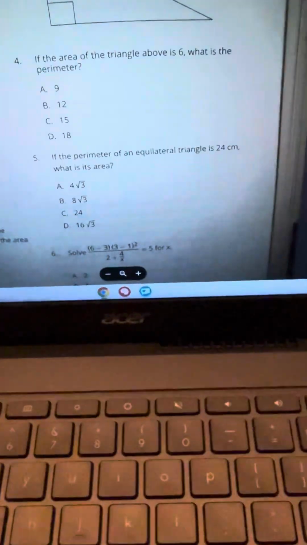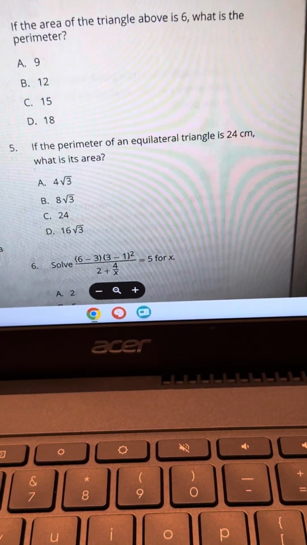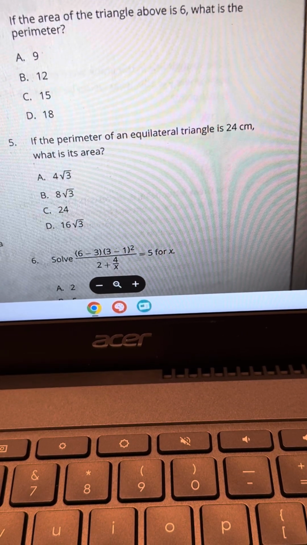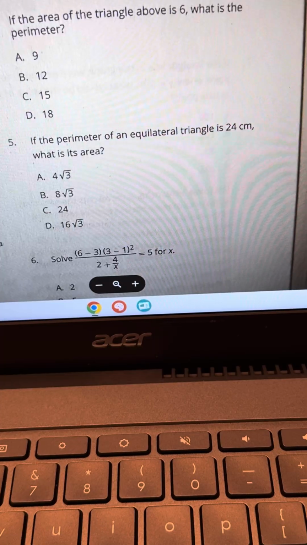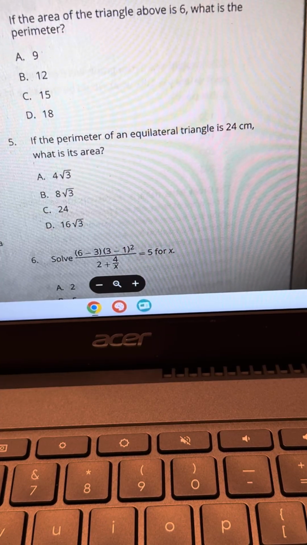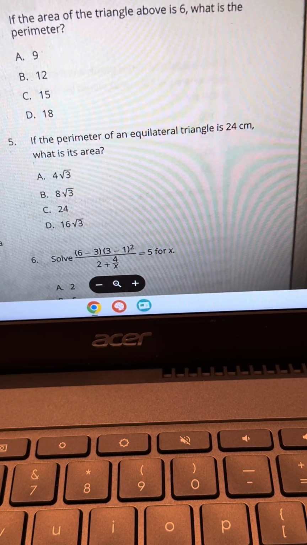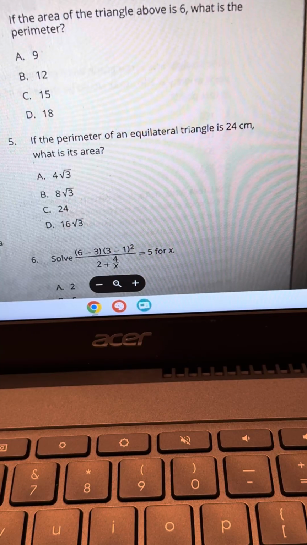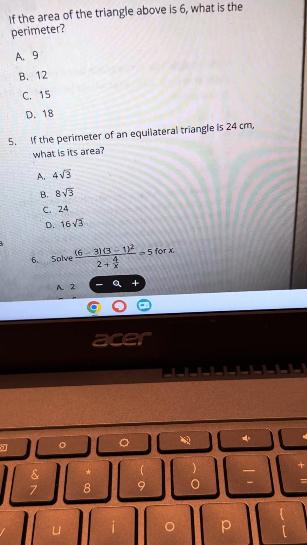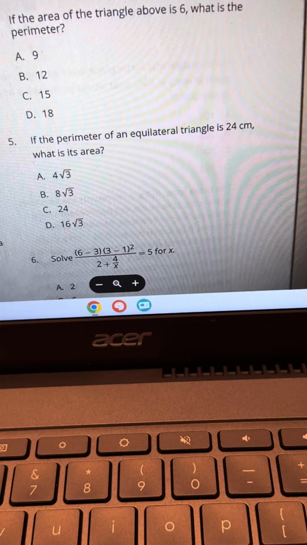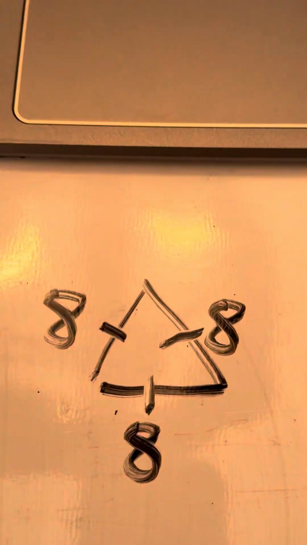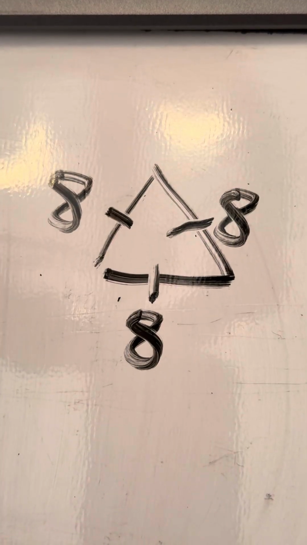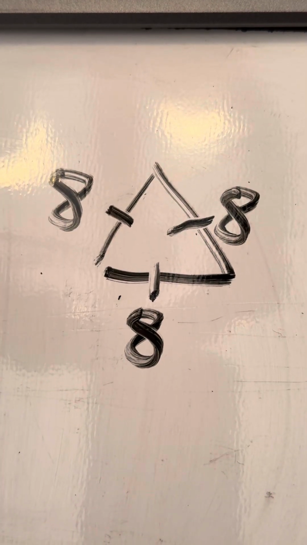Now let's go ahead and take a look at this next one, which is a little bit trickier. If the perimeter of an equilateral triangle is 24 centimeters, then what is its area? Okay, so again, we do need to do a little bit of Pythagorean theorem here. So what I am going to do is draw an equilateral triangle. Again, equilaterals are all sides equal. So you have an 8 by 8 by 8, which means obviously that the perimeter is adding up to 24.